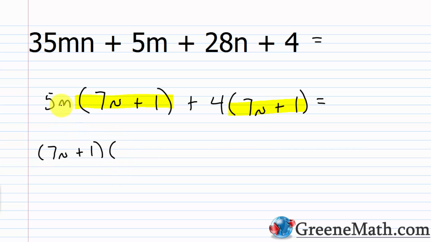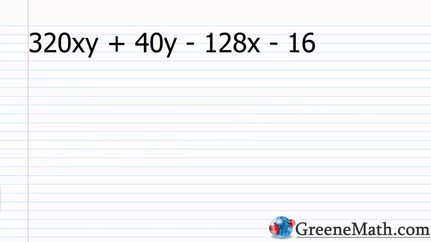Okay, that quantity there. So if I pulled that out, I would have 7n plus 1 outside. And then I would have 5m, that's left here, 5m. Plus, from here, this is gone, so I just have a 4. So I'd have the quantity 7n plus 1 times the quantity 5m plus 4. And again, if you use FOIL to check this, you're going to end up with this exact same 4-term polynomial back.